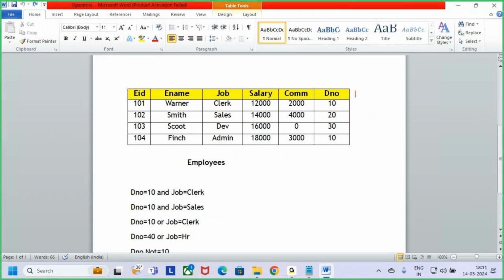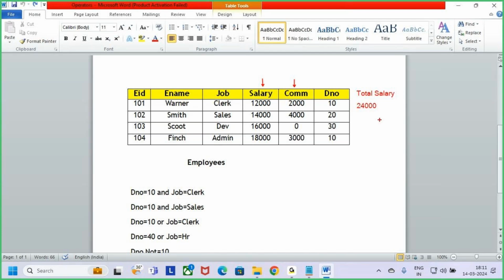So what I want to find out here is total salary. To find out the total salary, I need to add the values under the salary column with the commission column. Now see, what is the salary of the first employee, Warner? 12,000. What's the commission he's getting? 2,000. 12 plus 2, 14,000. So the total salary the employee is getting here is 14,000.